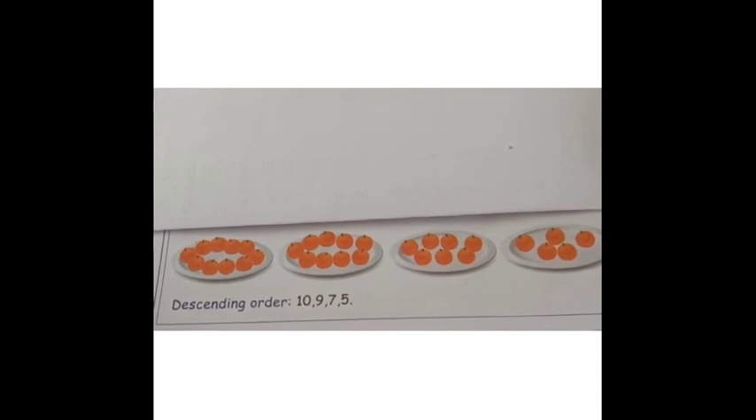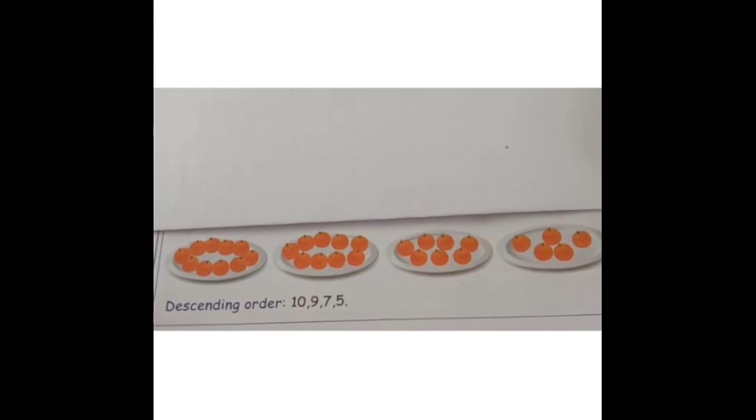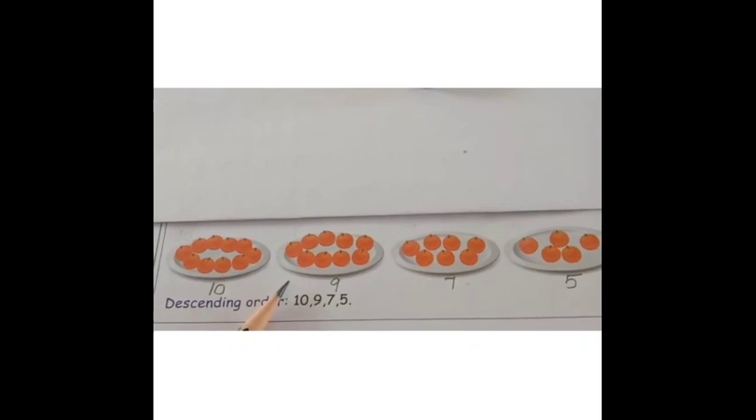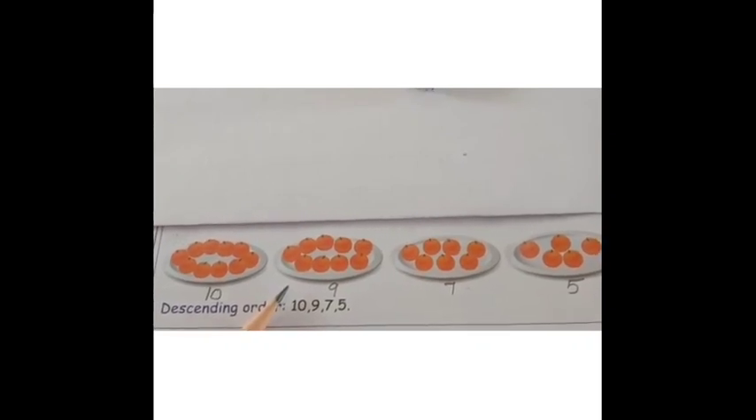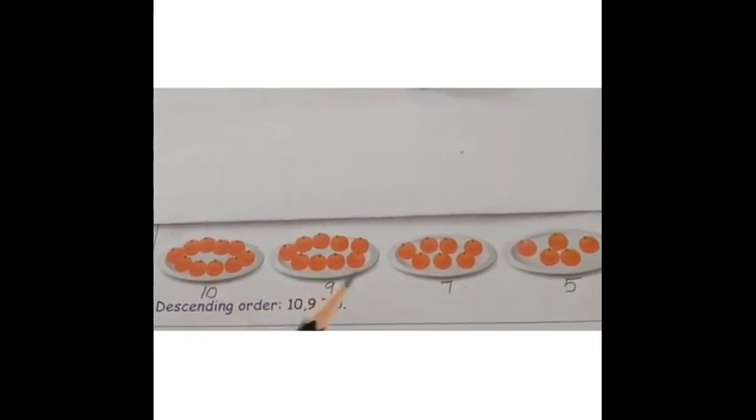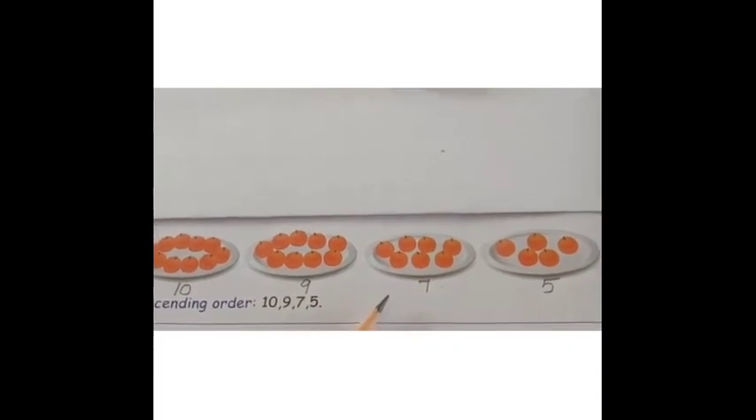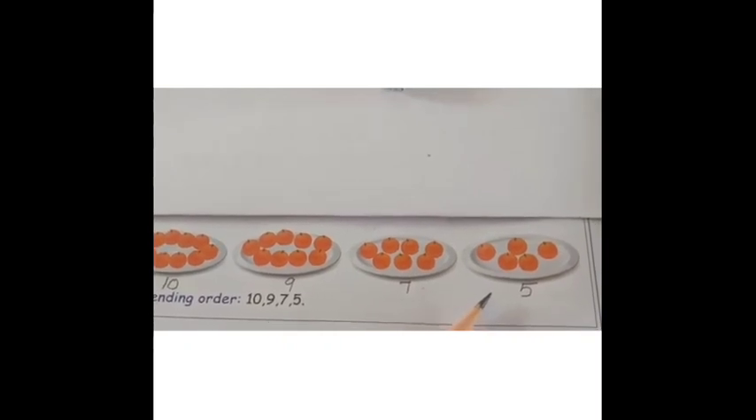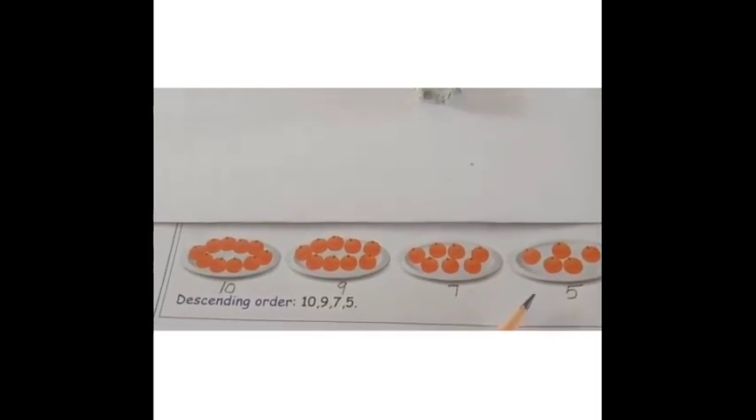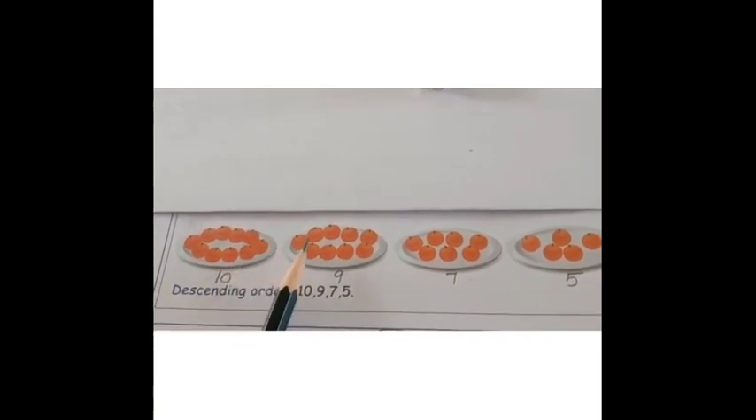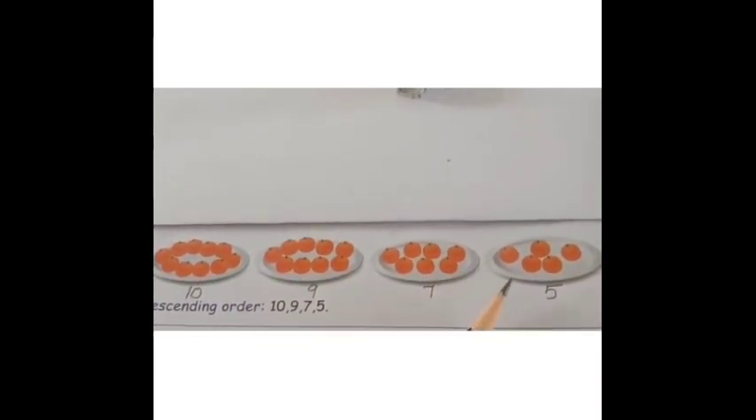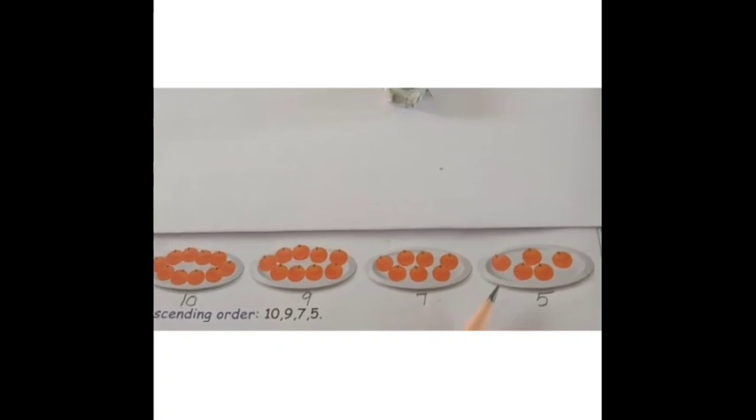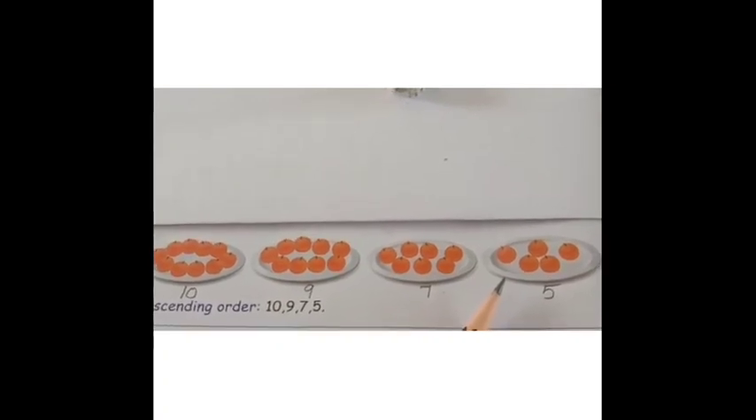See here, children. How many oranges are there in the first plate? There are 10 oranges. In the next plate, there are 9 oranges. In the next plate, there are 7 oranges. And in the last plate, there are 5 oranges. Here, the oranges are arranged in descending order. That is, from the biggest to the smallest.